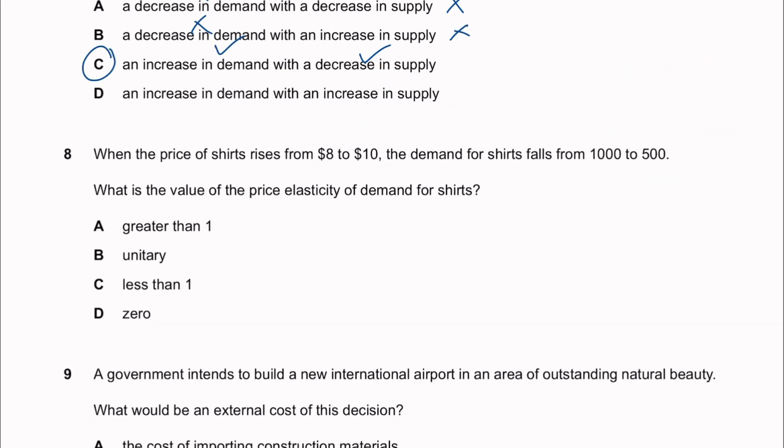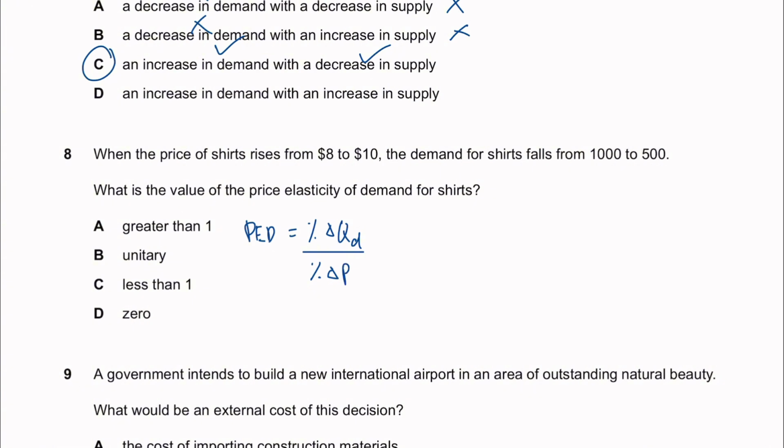Question 8. When the price of shirts rises from $8 to $10, the demand for shirts falls from 1,000 to 500. What is the value of price elasticity of demand for shirts? So again, we need to use the formula of PED, which is the percentage change in quantity demanded divided by the percentage change in price.